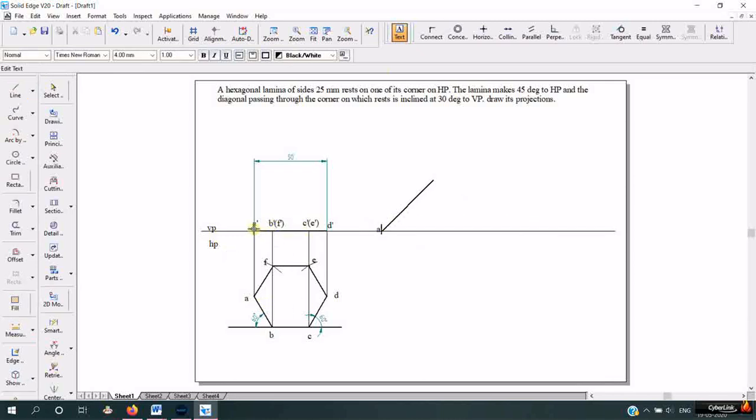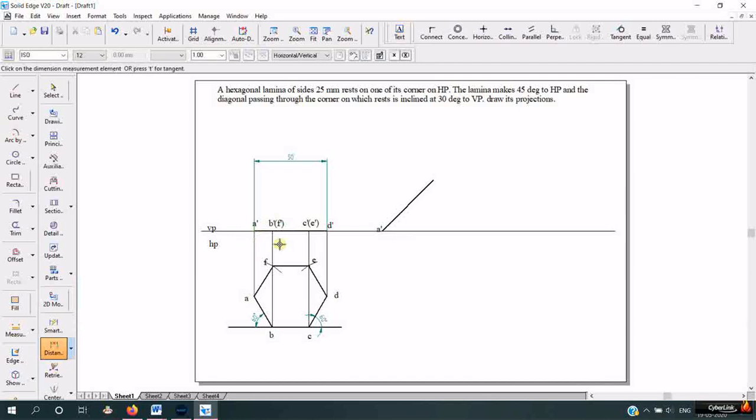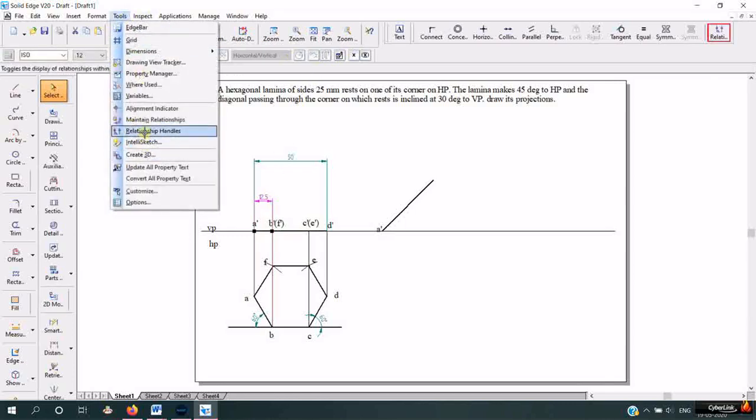And next from here to here, measure that distance between. It is 12.5.